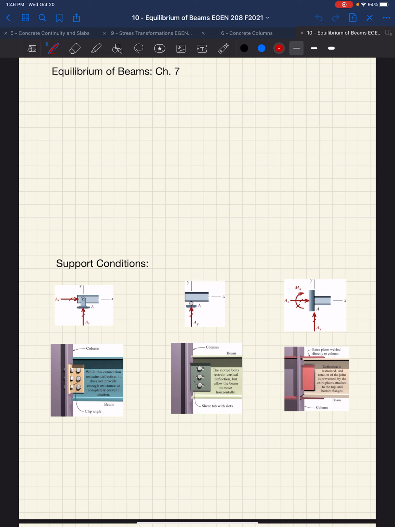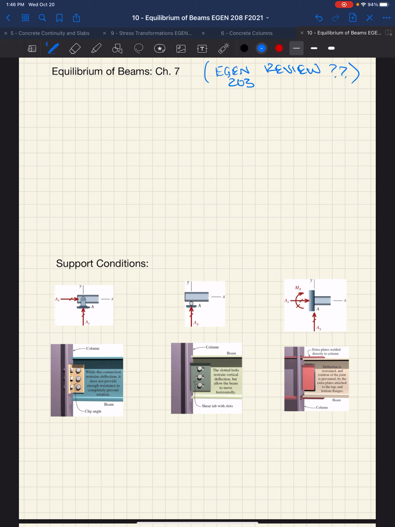Equilibrium of beams, chapter 7. This should be, I think it was 203. I'll add a couple question marks. We'll see.